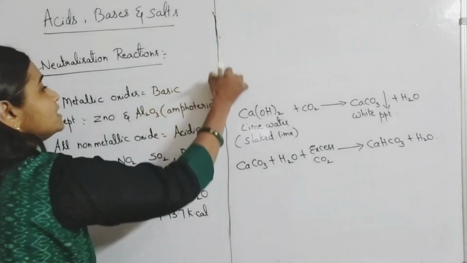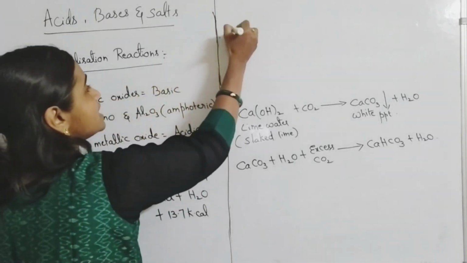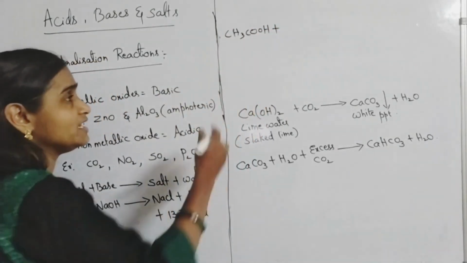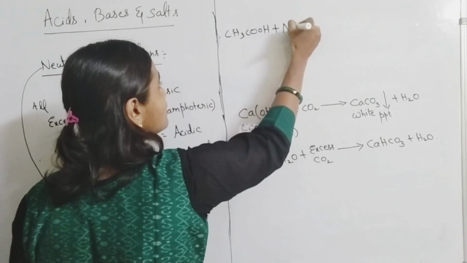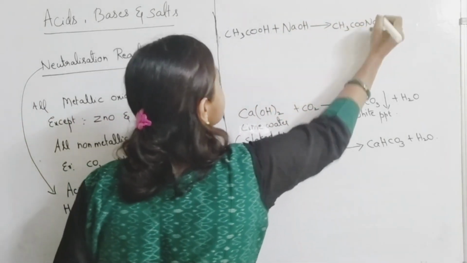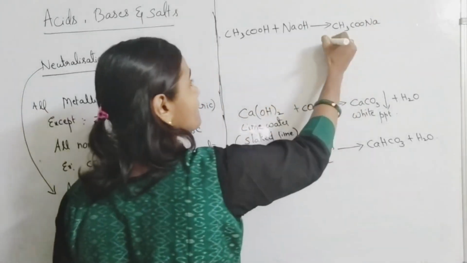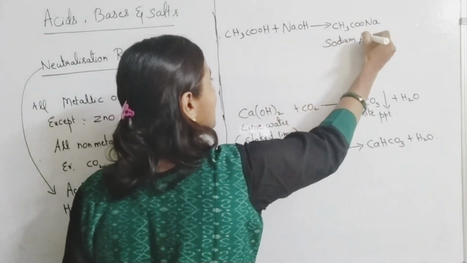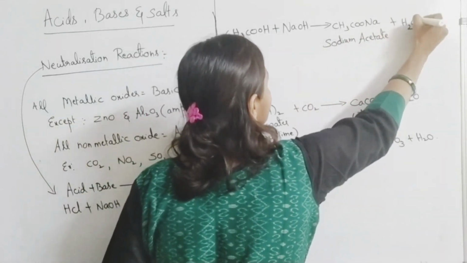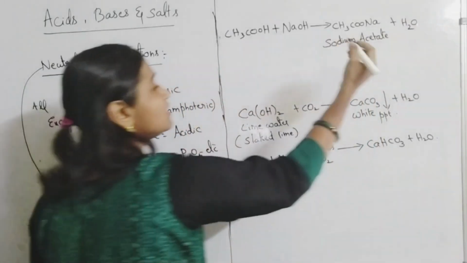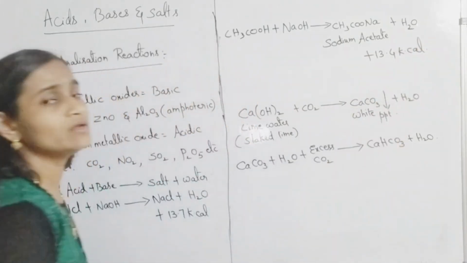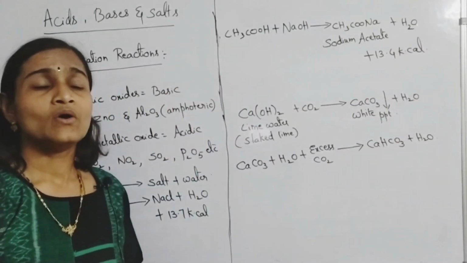If you take the acid to be weak, like I am taking CH3COOH, vinegar or acetic acid, when it reacts with the strong base NaOH, it gives CH3COONa, which is called sodium acetate, plus water, salt plus water. Here also some amount of heat is released, but here you observe that only 13.4 kilocalories of heat is released.